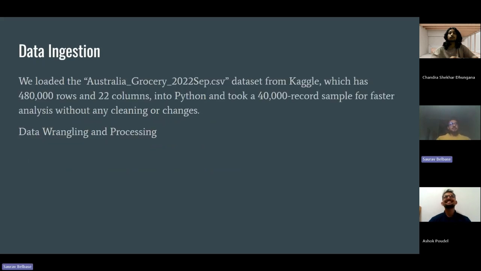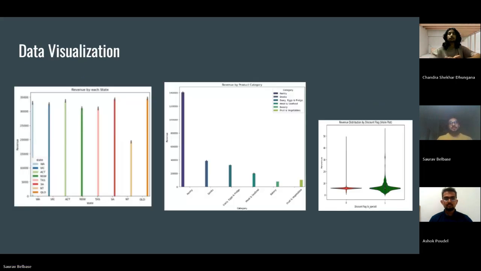So the second step is the data ingestion, which defines how we are transforming our data into a form which can be further processed. So we loaded the Australian grocery 2022 September CSV dataset from Kaggle, which has 480,000 rows and 22 columns in total, into Python and took a small sample of 40,000 records for further analysis without any cleaning or changes. The later processes are data wrangling and processing. So next will be continued by my friend.